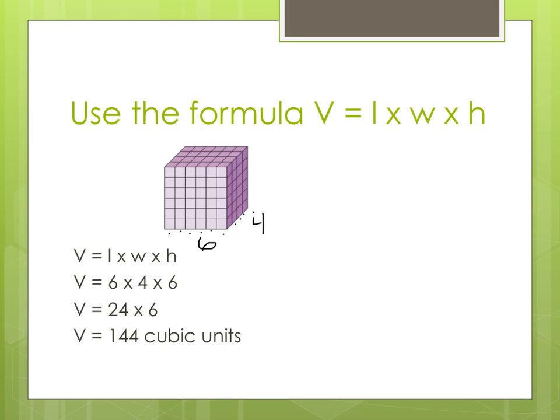And to find height, count the number of cubes going up. 1, 2, 3, 4, 5, 6. My height is 6. Now I'm going to plug each of those numbers into my formula. Volume equals 6 times 4 times 6, giving me a volume for this rectangular prism of 144 unit cubes.